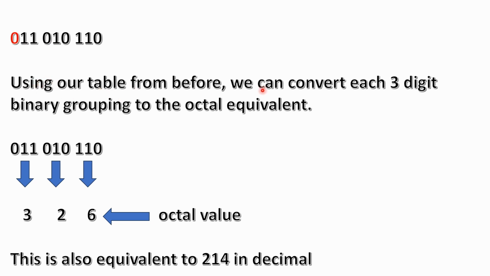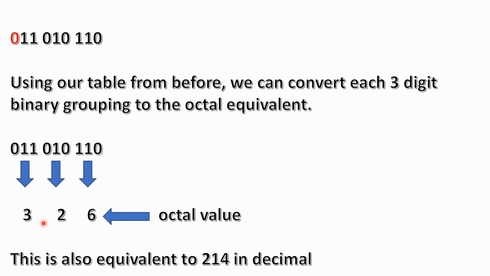So using our table from before, you can convert each of the 3-digit binary groupings into the octal equivalent, right? So if you look at that, 0, 1, 1 binary is equivalent to 3. 0, 1, 0 is equivalent to 2. 1, 1, 0 is equivalent to 6. And you can easily see that here because, again, now we're talking binary. This is octal. So here we've got 0, 1, 2. This is equal to 4. This bit represents 4 decimal, 2 decimal, and 1.